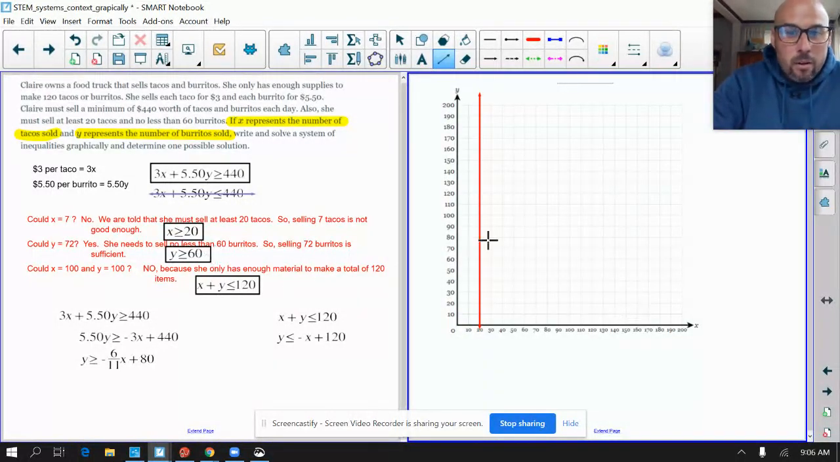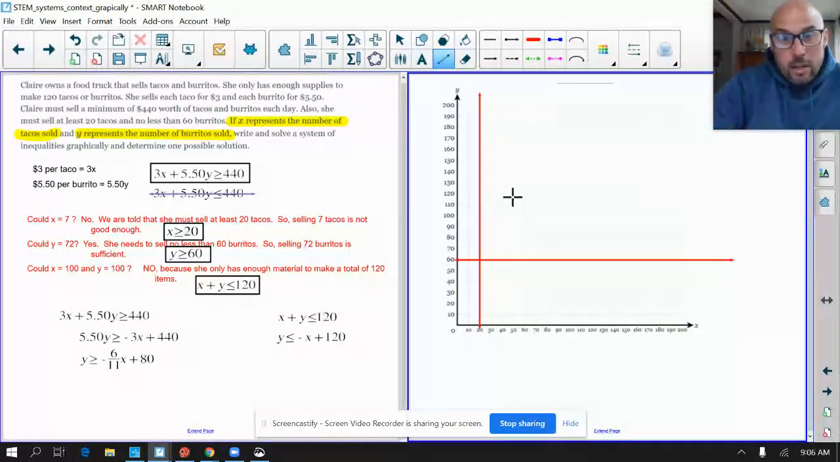y has to be greater than or equal to 60. So here's when y equals 60. Every ordered pair on that horizontal line, y is 60. And to be more than 60, talking about y now, you would go up. So any ordered pair up here is more than 60. All right, so right now, all these ordered pairs are solutions for Claire. She's selling more than 20 tacos and more than 60 burritos, but there's more.